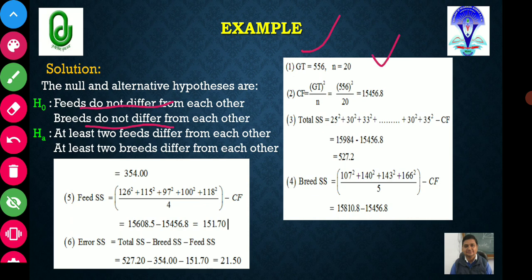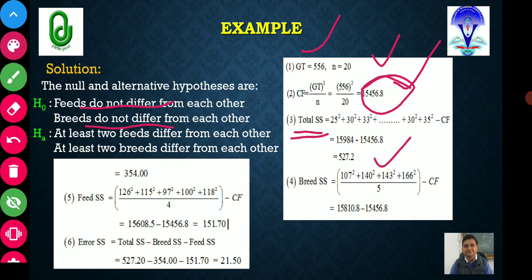So first of all, you have calculated the grand total 556. Total number of pigs is 20, that is n is equal to 20. Now you find the correction factor. So correction factor is equal to grand total square divided by n. So you got the correction factor value. Now you have to find the total sum of squares, TSS. So how will you get the total sum of squares? You square each and every value and subtract the correction factor. So the total sum of squares we have got is 572.2.